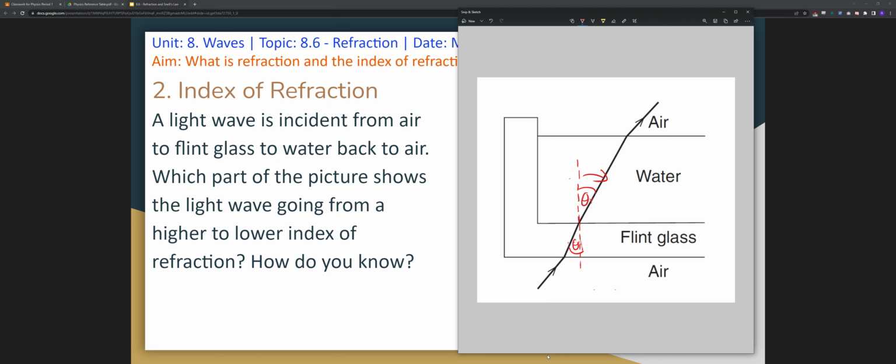So you're going from high to low, which makes sense because your reference table says that water has an index of 1.33. And the same thing holds true over here. This looks even more obvious, right? If you draw a normal line, the angle here is smaller than this angle, which means it's bending away from the normal line. So n here is 1. So high to low. So from flint glass to water, it's high to low. From water to air, it's high to low. In both of these cases, light is getting faster.